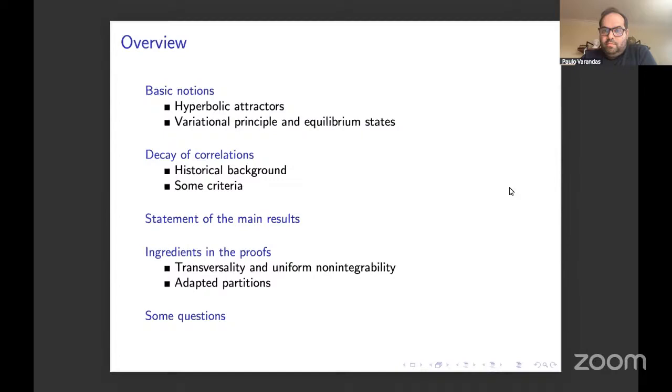The organization of this talk is that first, since I'm the first speaker of the day, I'll spend some time on the topic of decay of correlations for flows, introducing some basic notions, setting some notation, and giving some historical background. Then I'll state the main results, which were obtained some time ago with a former PhD student, Diego Daltro. Then I'll say some words about the ingredients in the proofs, even though it's a little bit technical, so I'll try to grasp some of the key ideas, and finish with some questions which are still unknown.